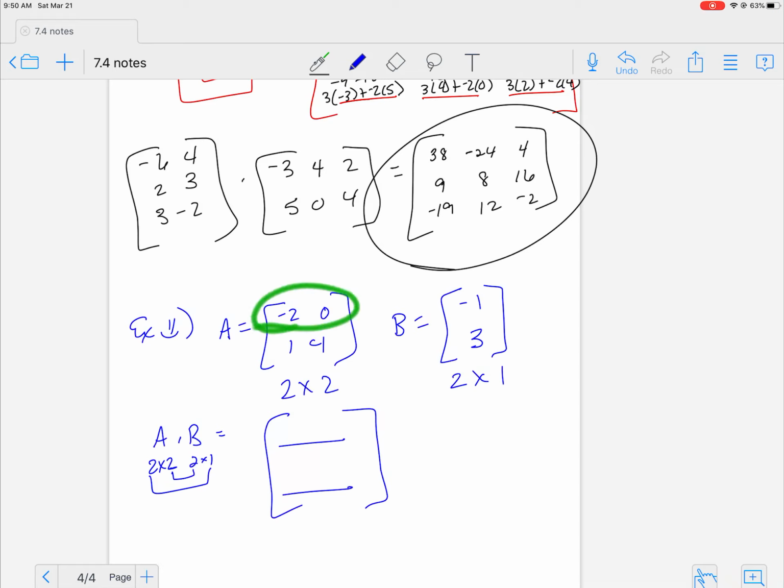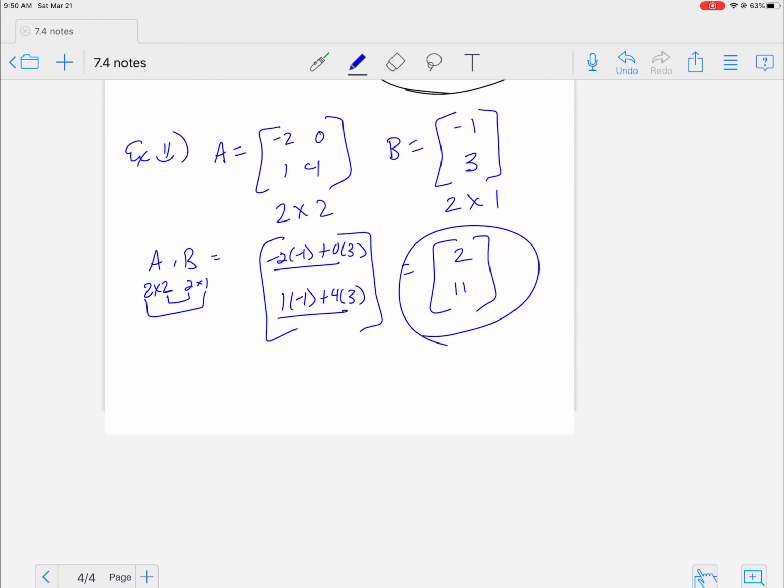And I have top row, negative 2 times negative 1, 0 times 3, and bottom row, 1 times negative 1, 4 times 3. And we get 2 plus 0 is 2, negative 1 plus 12 is 11.